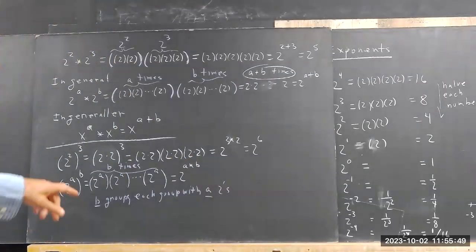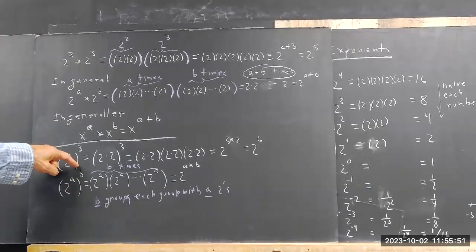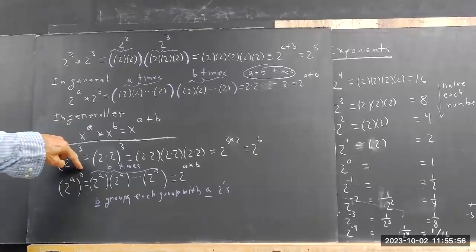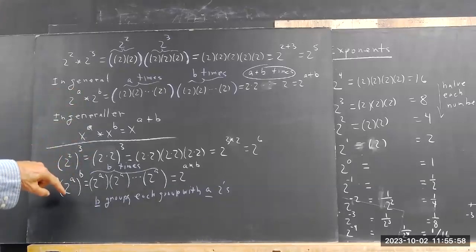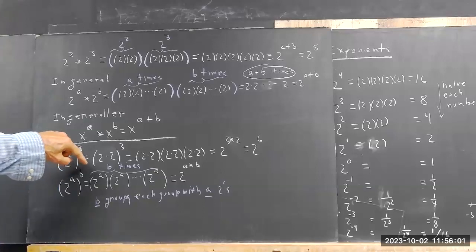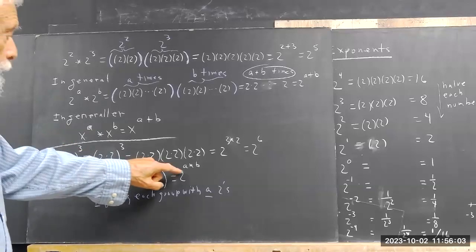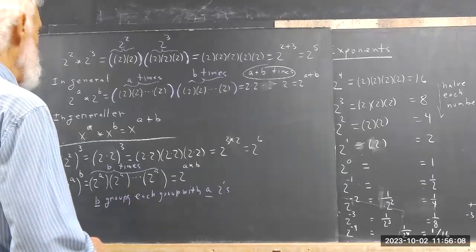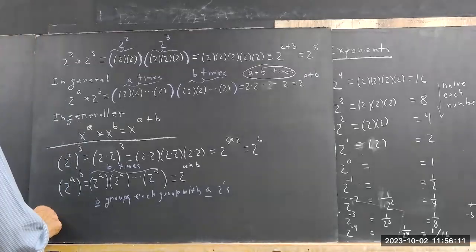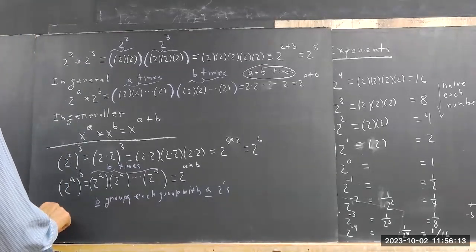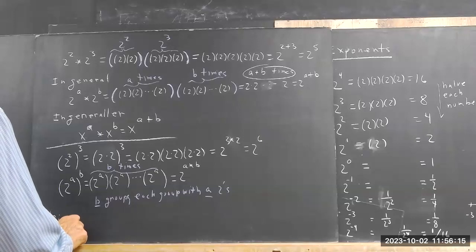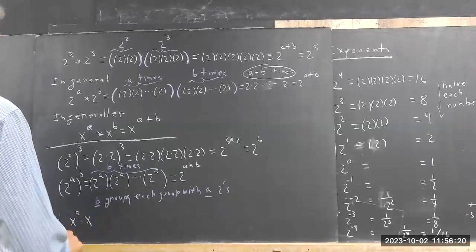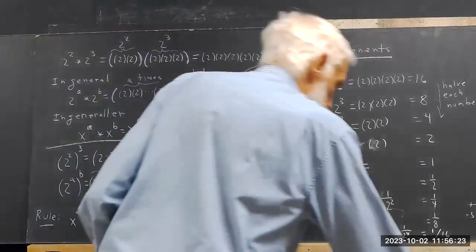So here's where you multiply your exponents. When you have a power of a power, when you have some number to a power raised to another power, you multiply the two powers. And then the general rule. Wrote down the wrong rule, didn't I?